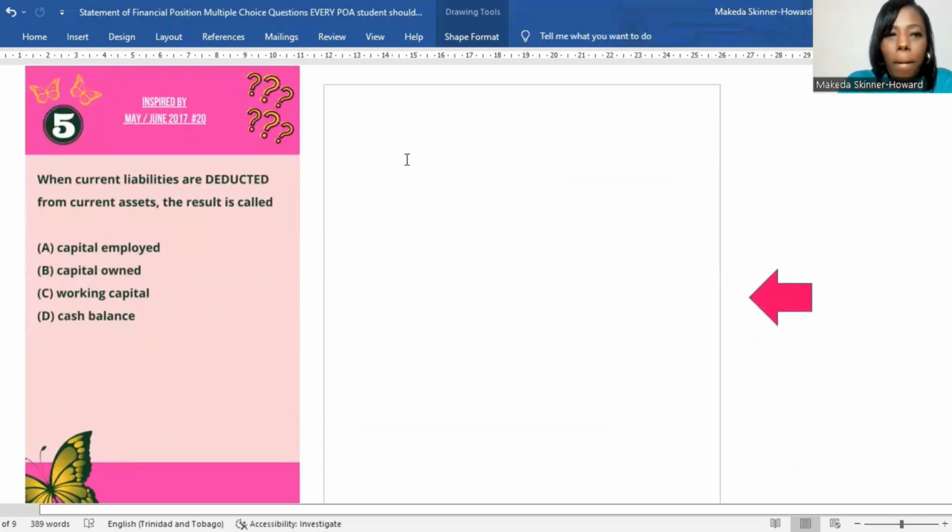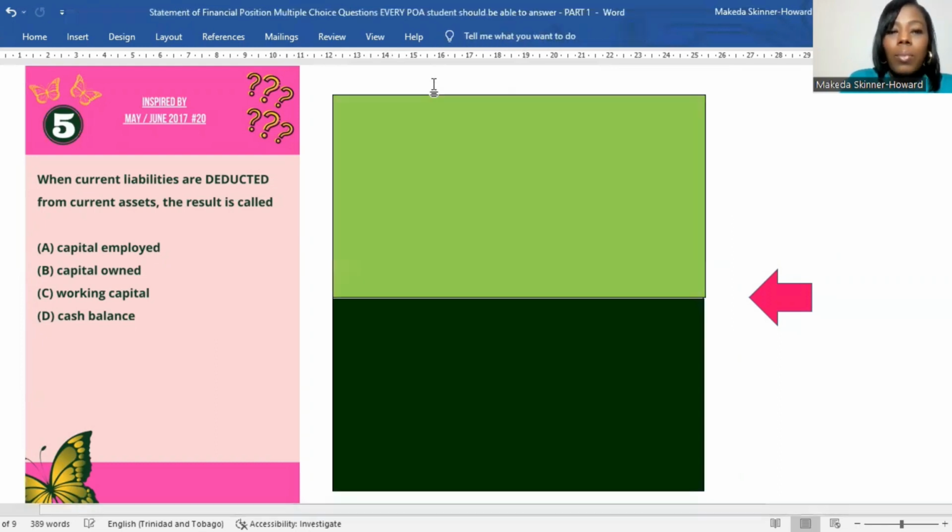Number 5. When current liabilities are deducted from current assets, the result is called what? This is modeled after May, June 2017, number 20. What do you call the result you get when you deduct current liabilities from current assets?